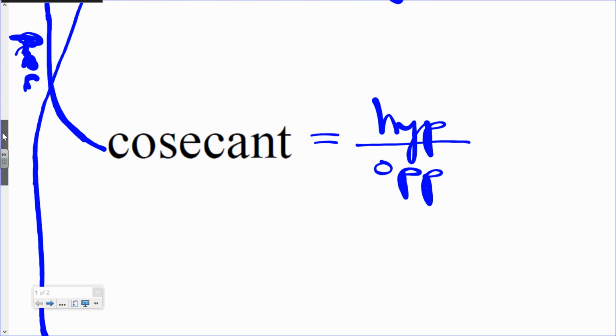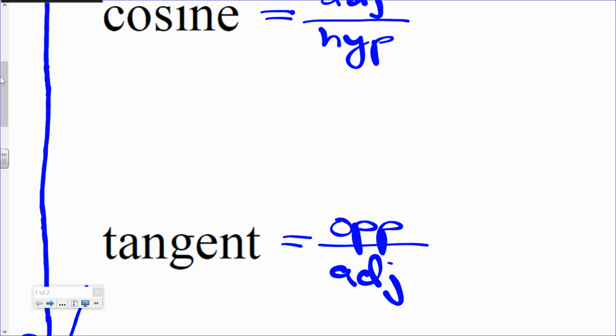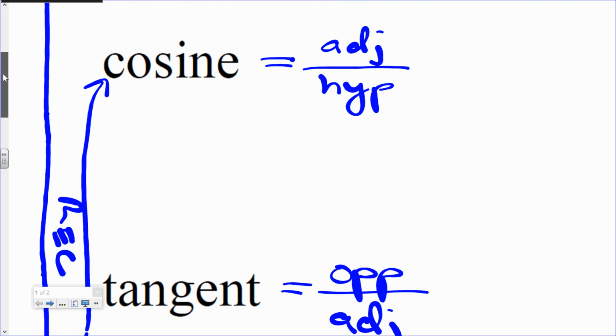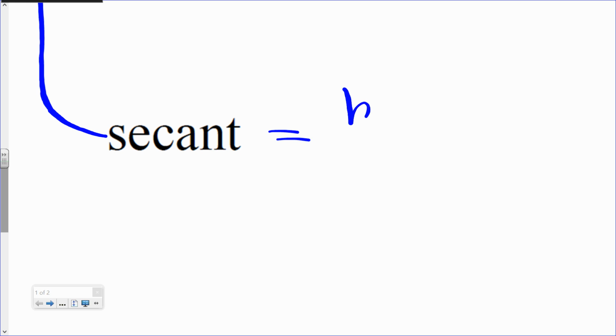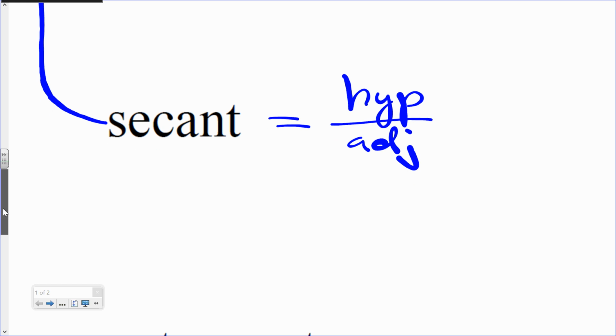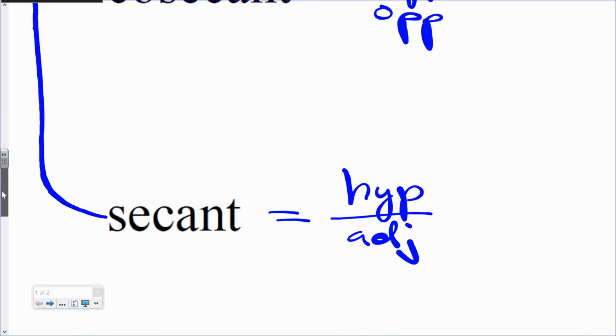Secant. It's the reciprocal of what? Thank you. Put an arrow from the secant to the cosine. Put REC here. The reciprocal. So I'm just going to flip them: hypotenuse over adjacent for the secant.